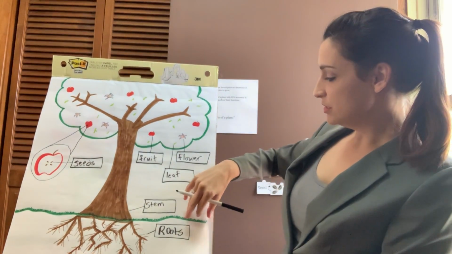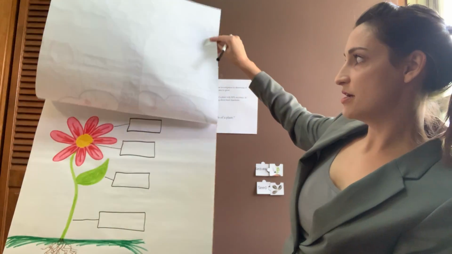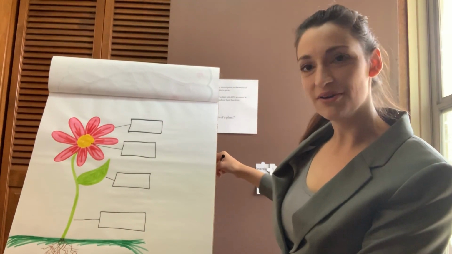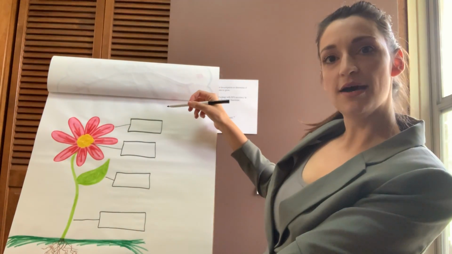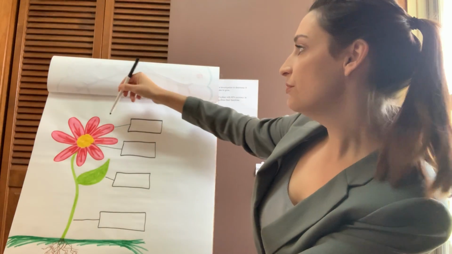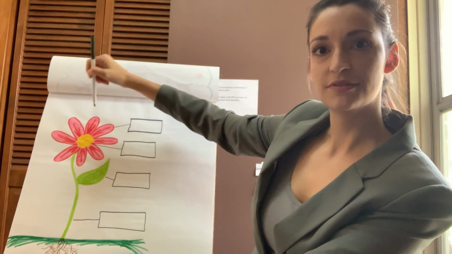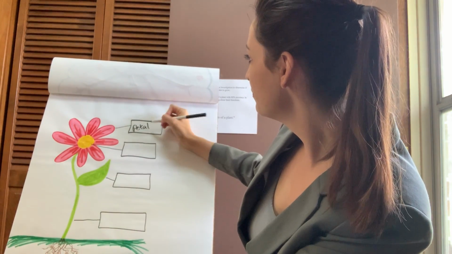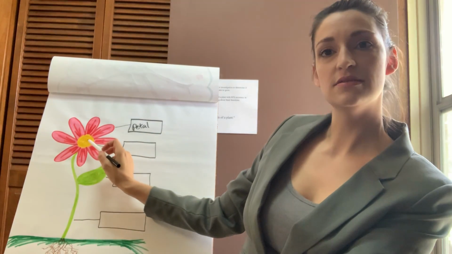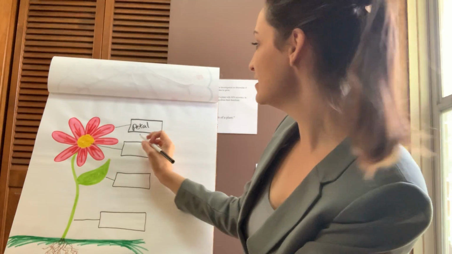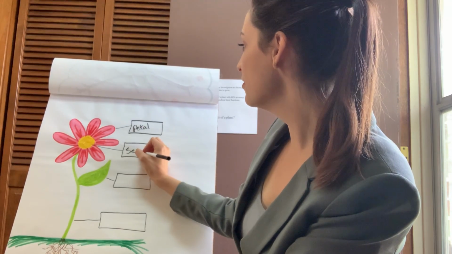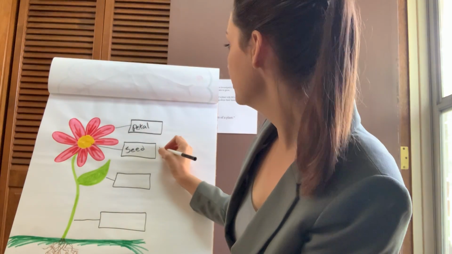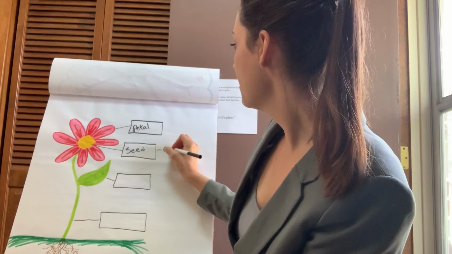So let's do that again. Let's make another anchor chart. So let's do it with a flower. Let's start at the top this time and work our way down. What are these on a flower? A petal. What about this? Yeah, the seeds. And on a flower, a lot of times, there's pollen. So we'll put it on this side.